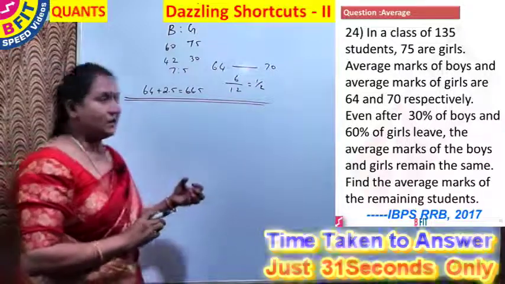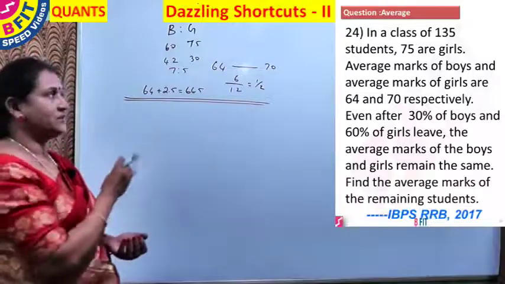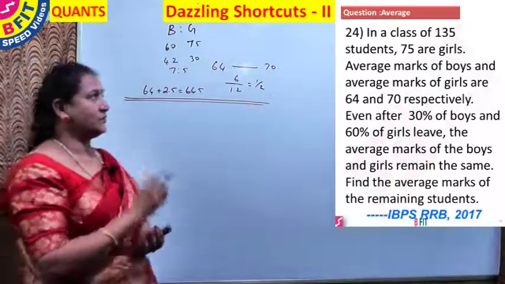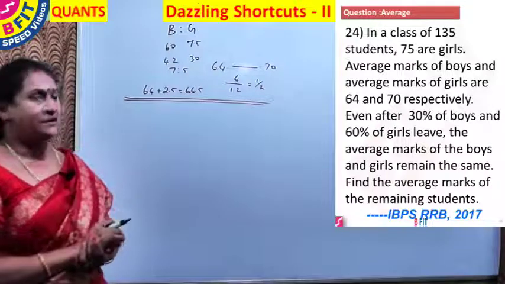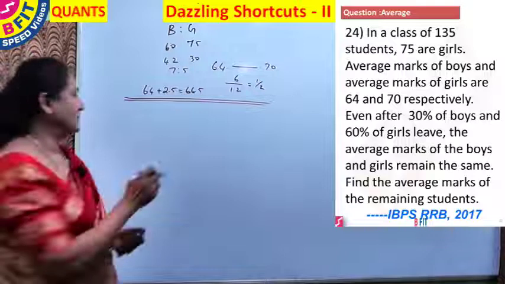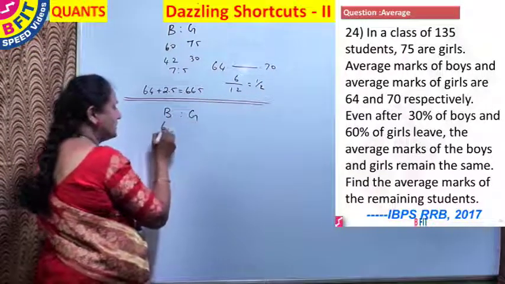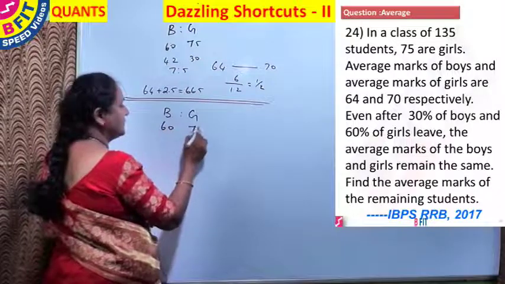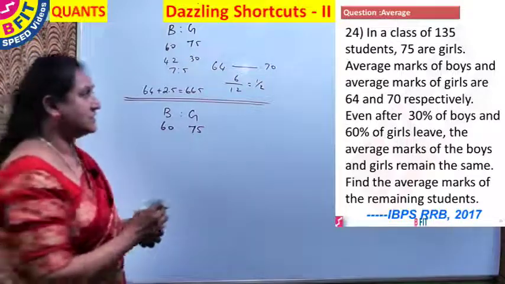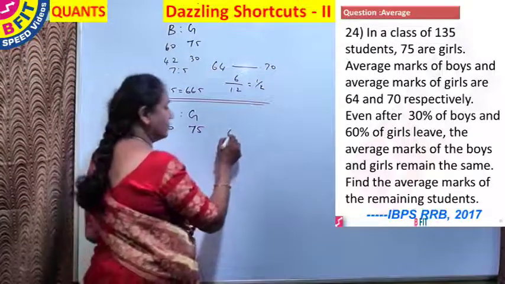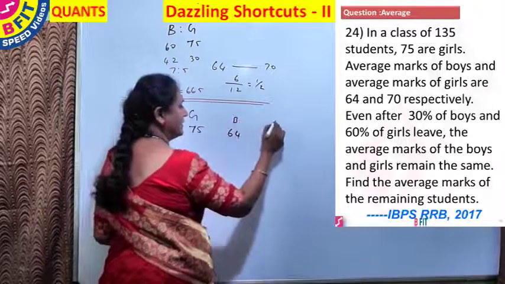Now friends, I'll tell you how to arrive at the answer with simple ratios. First we'll see the question, I'll explain the question to you. In a class of 135 students, 75 girls are there, so boys will be 60. So 60 boys and 75 girls. And they have given the average marks: for boys it is 64, for girls it is 70.